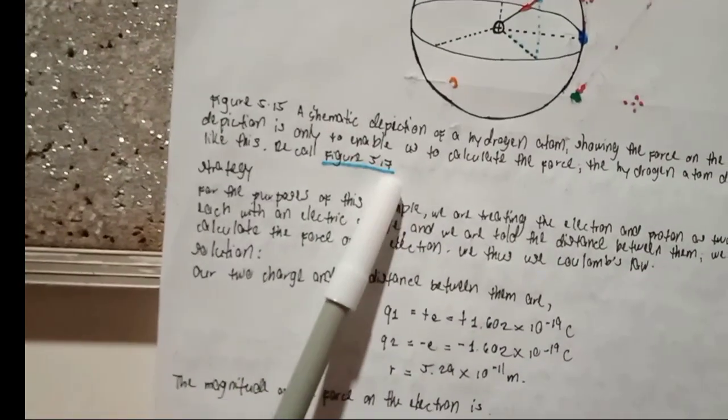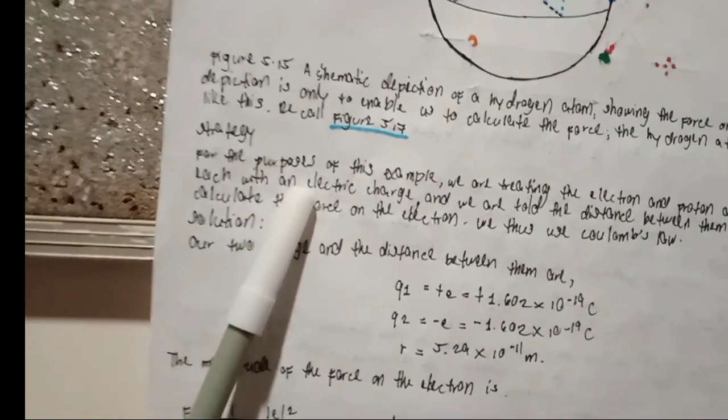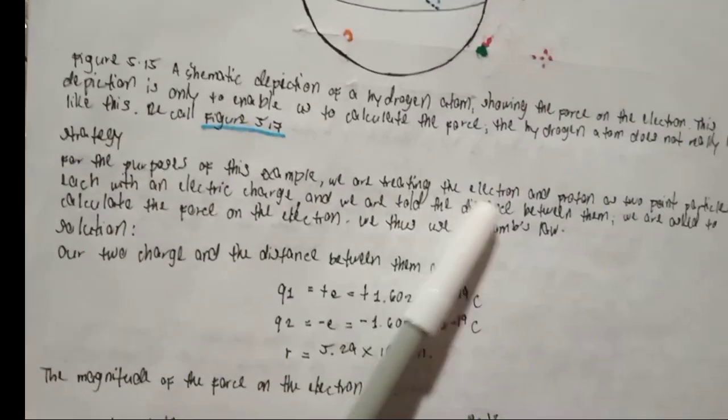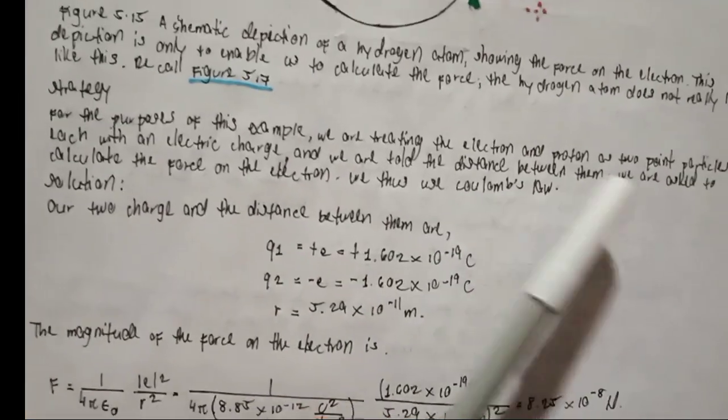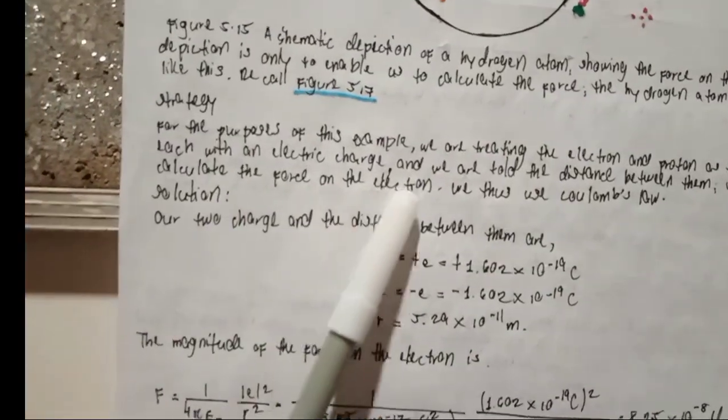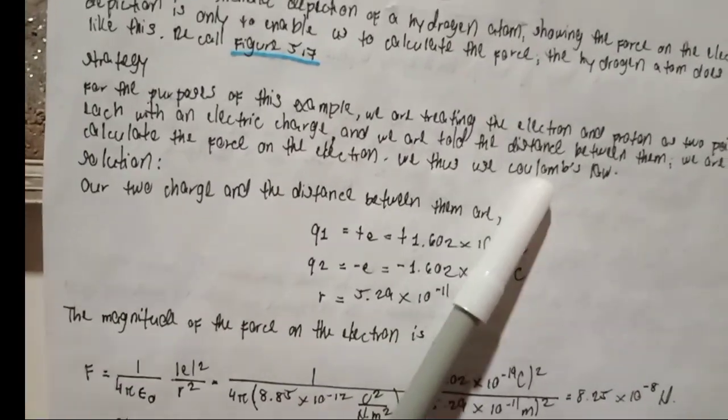Recall figure 5.7. Strategy. For the purpose of this example, we are treating the electron and proton as two point particles, each with an electric charge, and we are told the distance between them. We are asked to calculate the force on the electron. We thus use Coulomb's law.